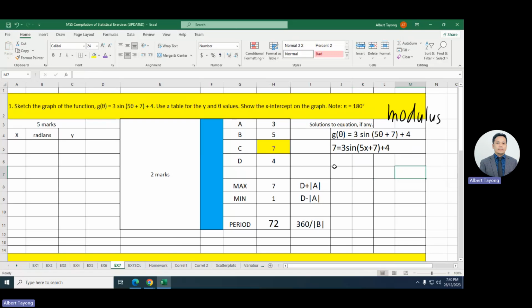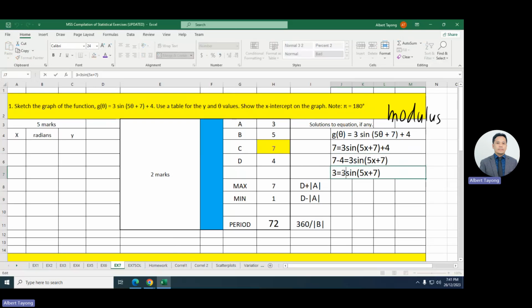Then which one are we going to transfer now? Transfer the plus 4. What will happen? So 7 minus 4, equals 3 sine (5x plus 7). Okay, so what is 7 minus 4? 3, right? So 3 equals 3 sine (5x plus 7).